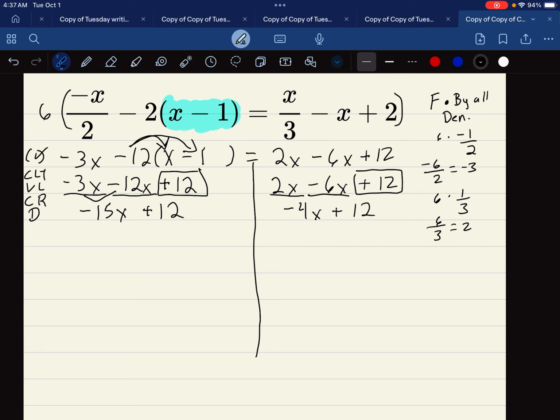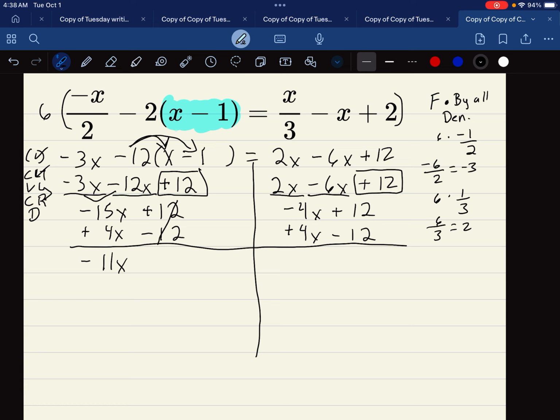Alright, so now I've combined my like terms. I'm ready to move my variables left and my constants right. We're going to do those all in one step. So the opposite of a negative is a positive. So plus 4x. What I do to this side, I have to do over here. Plus 4x. Line up your x's. Positive 12, the opposite's negative. Negative 12, negative 12. Opposite sign, subtract, keep the sign of the larger. Negative 11.